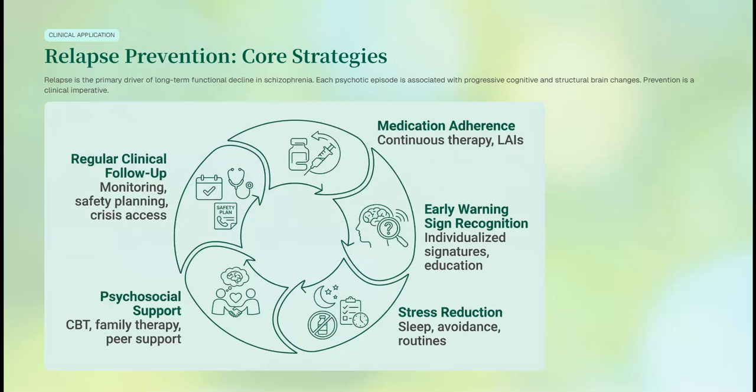Recognizing the warning signs early helps patients and their families learn their unique relapse patterns. Everyone's early warning signs are different, so teach them what to watch for. Reducing stress through practical lifestyle measures, like good sleep, avoiding substance use, and maintaining a routine, reduces vulnerability to relapse.